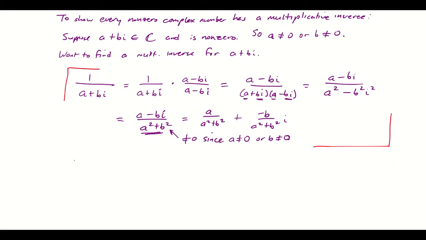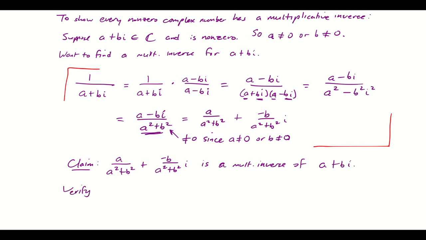We would say, claim that a over a squared plus b squared plus negative b over a squared plus b squared i is a multiplicative inverse, and in fact the multiplicative inverse of a plus bi. And then we would verify that. And that's something that we need to do in the proof because everything that we did in here really doesn't count. We did a lot of stuff here that isn't technically permitted in ring theory.